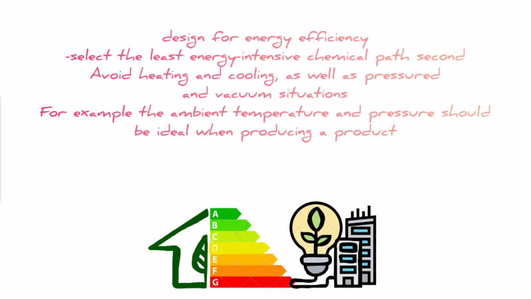The sixth principle: design for energy efficiency. The first thing this principle focuses on is to select the least energy-intensive chemical path. Second, avoid heating and cooling, as well as pressured and vacuum situations. For example, ambient temperature and pressure should be ideal when producing a product.